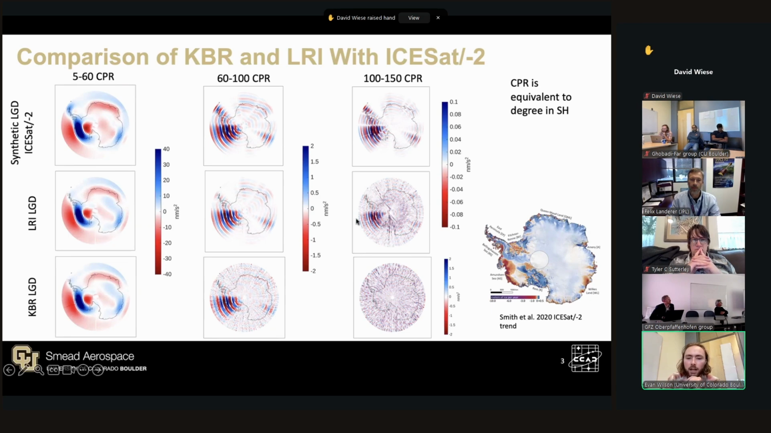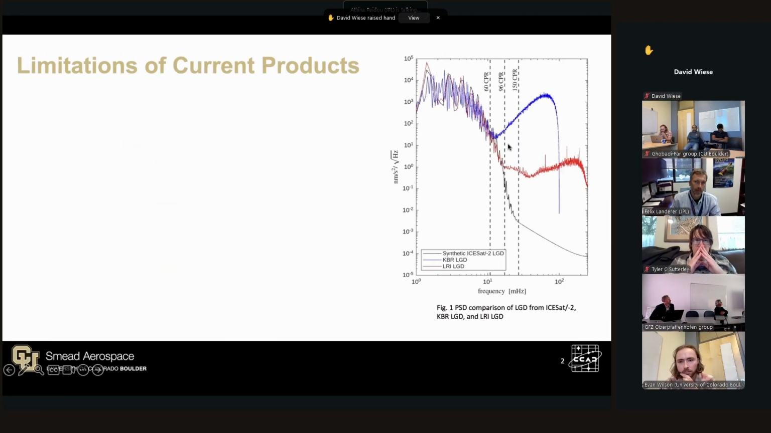While for the LRI, you can really clearly see this real mass change signal in Western Antarctica, Totten Glacier, even the Antarctic Peninsula, that's also really reflected in this ICESat. So Evan, just on top of that, a clarification: for the KBR, if you check the instrumentation noise, it really spikes as you go above 90 CPR. Please go back to that.